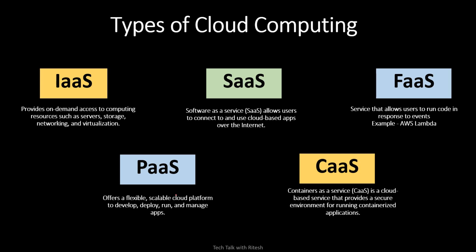Hi everyone, welcome back. In this video we will cover types of cloud computing. Now the cloud services are available to us, but there are different types of services we can get from cloud native applications. Those are infrastructure as a service, software as a service, function as a service, platform as a service, and container as a service.